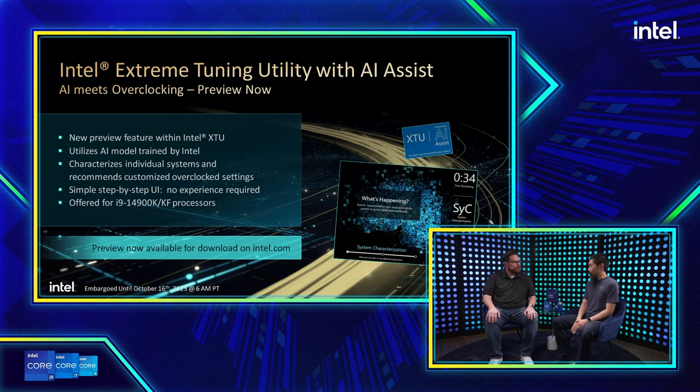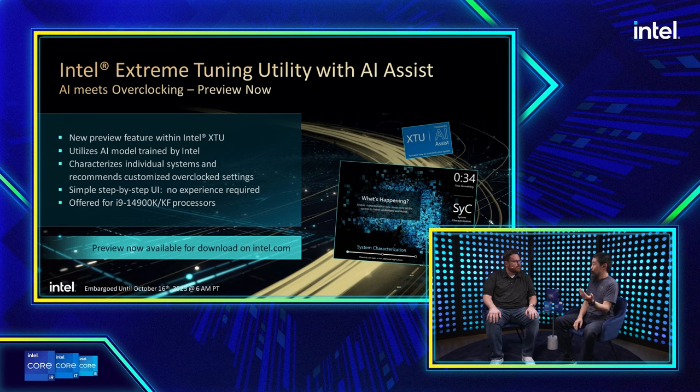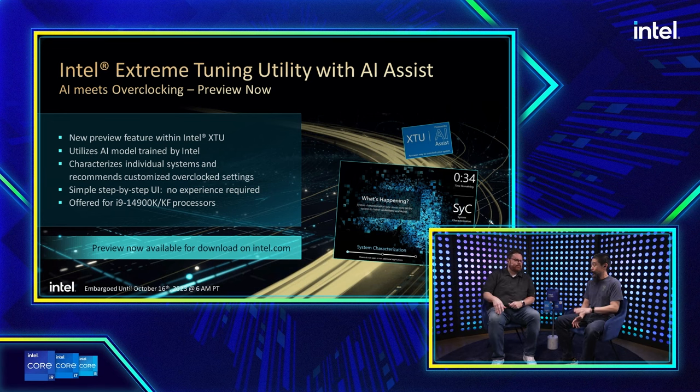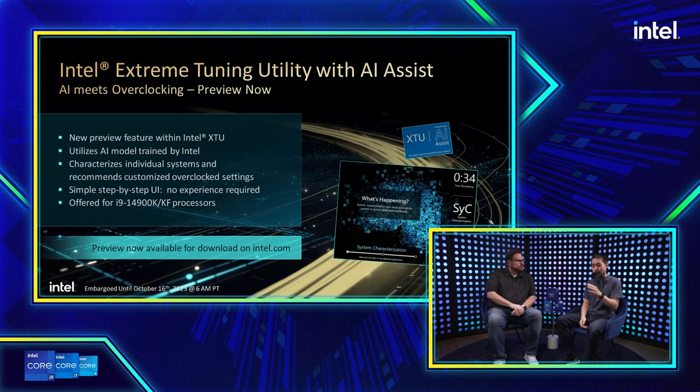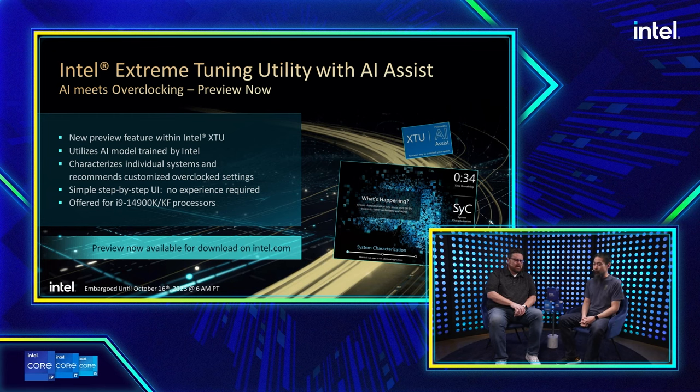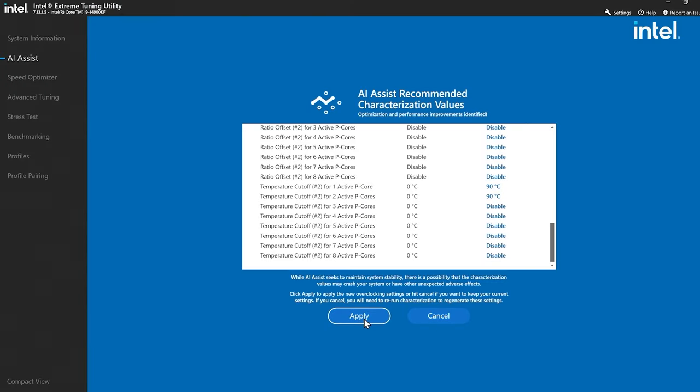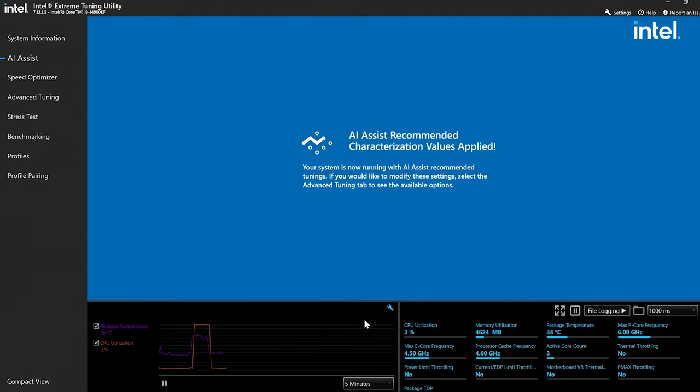And this will work on 700 series, 600 series. Wow. i9. Okay. i9 at first. But yeah, this is preview, and they're training more CPUs every day. Again, AI Assist is baked into XTU, so you can play with it today. It's available. Download XTU. The thing is, it is one of the safest ways to get into overclocking.